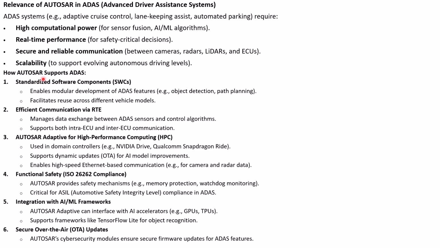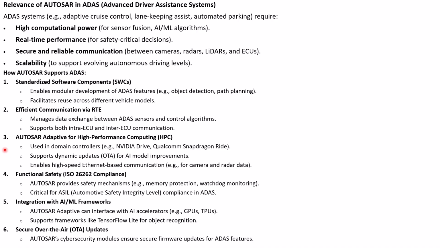Now, how does Autosar support ADAS? By standardizing software components, it enables modular development of ADAS features and facilitates reuse across different vehicle models. So, what is this modular development? Software can be developed component by component as an individual unit, which very much reduces the effort and time. Next comes efficient communication via RTE. This manages data exchange between ADAS sensors and control algorithms. It also supports both intra-ECU and inter-ECU communication.